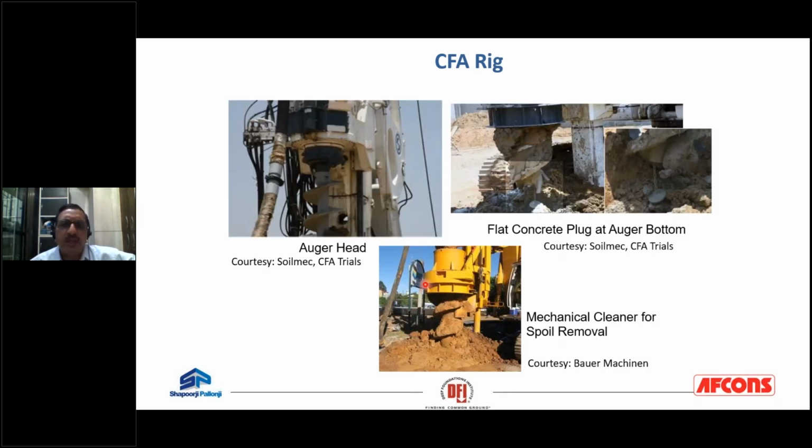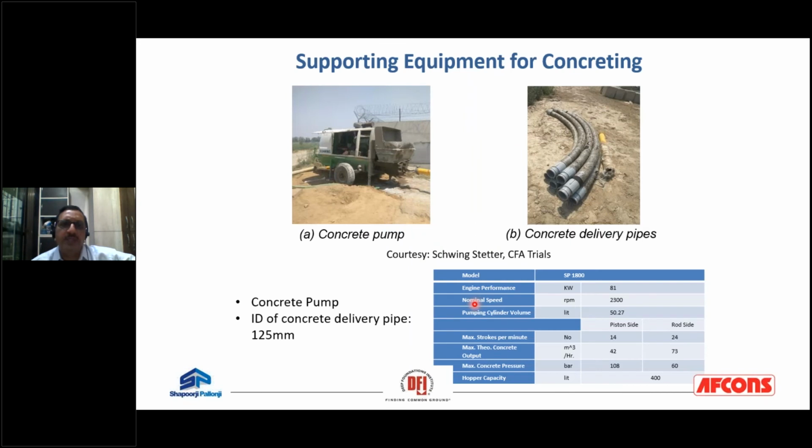You can see the various attachments. The auger head is fitted. You can see at the bottom there is a concrete plug. The plug can be removed to allow the concrete to gush in and occupy the pile bore. Here you need some kind of mechanical removal so that you can remove the spoil continuously as your auger is being picked up and moves upward. There has to be a continuous flow of concrete, so you require a concrete pump so that a concrete flow of about 42 to 79 cubic meters per hour should be possible.